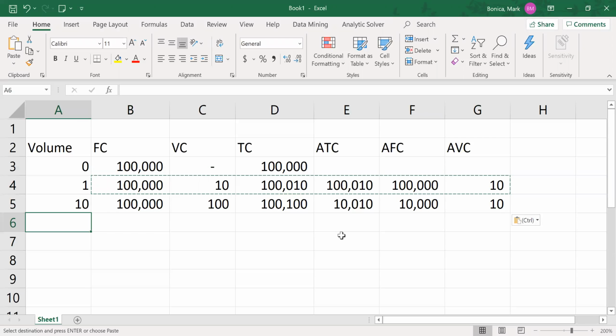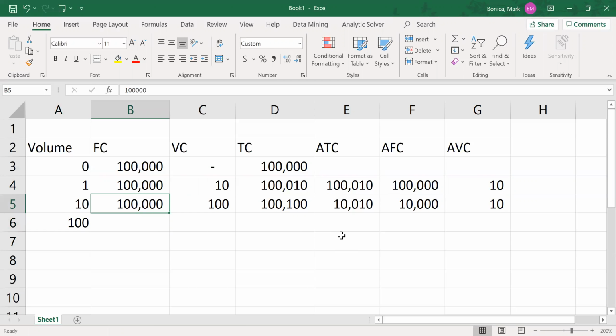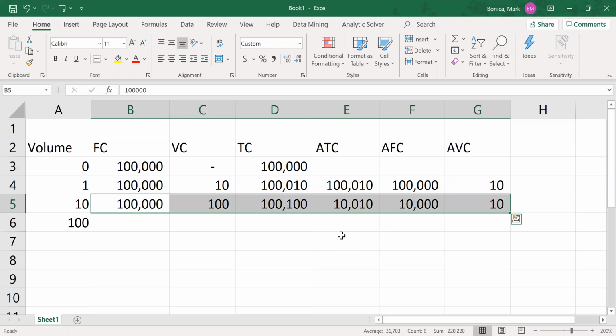So let's jump up to 100. Well, what changes? Fixed cost at 100 is, everybody now, 100,000, right? Stay with me. Variable cost is going to be $10 per unit, so 10 times 100 is 1,000.